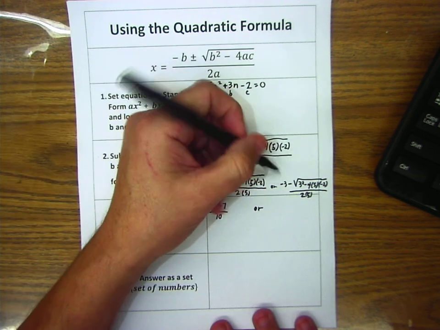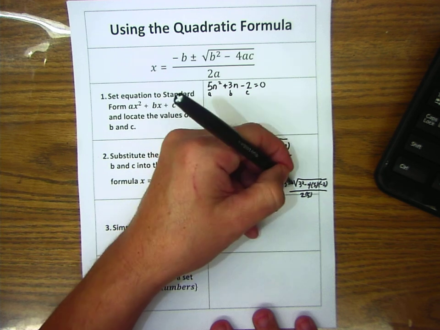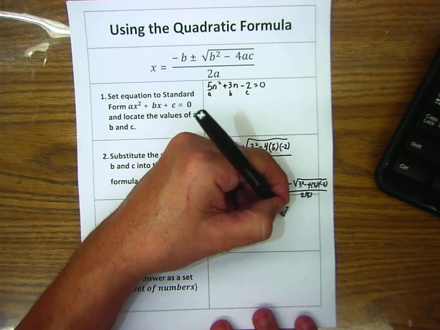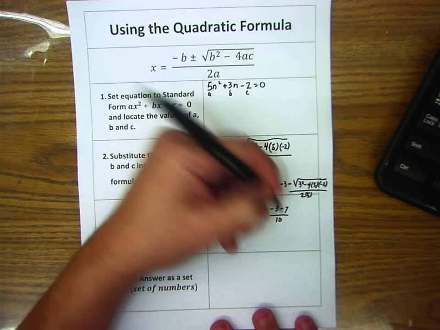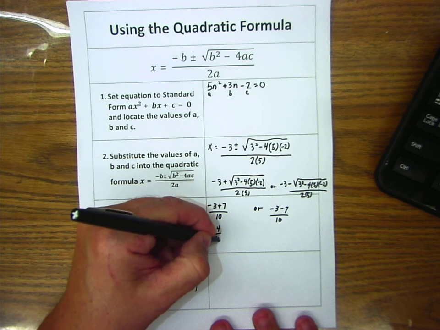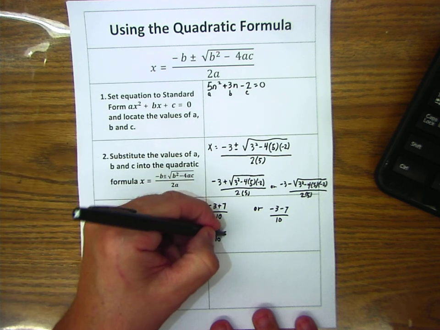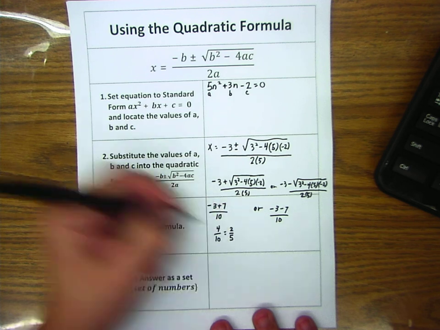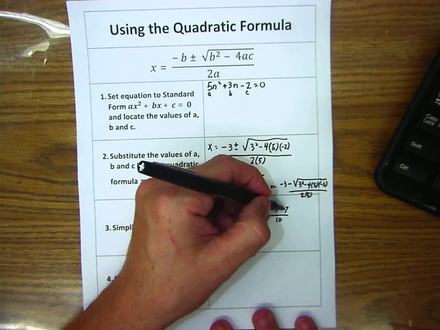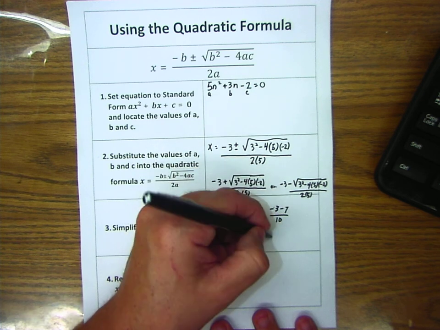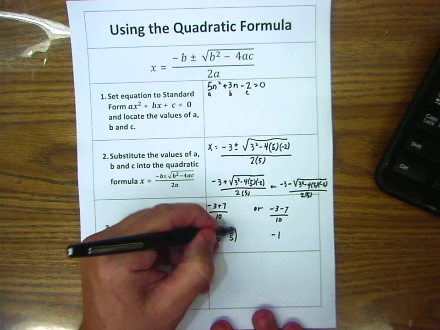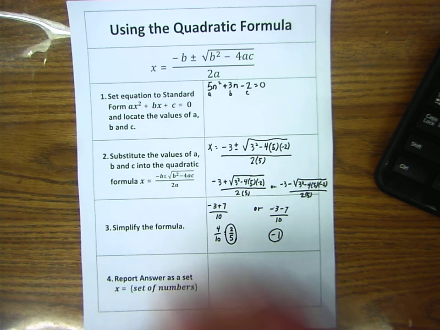The other side, you're going to have negative 3 minus, and that was still the same value, which is minus 7. So you're going to divide that by 10. Well, when I do that, I get negative 3 plus 7. That's 4 over 10, which is equal to 2/5. And the other side, negative 3 minus 7 is negative 10. Negative 10 divided by 10 is negative 1. So we have two answers, 2/5 and negative 1.